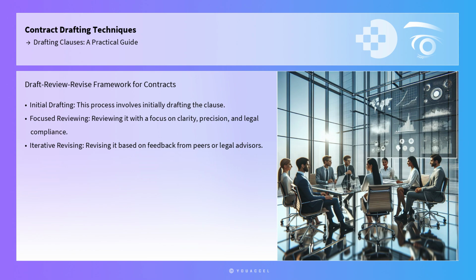In terms of practical frameworks, the draft, review, revise cycle is an effective approach for refining contract clauses. This process involves initially drafting the clause, reviewing it with a focus on clarity, precision, and legal compliance, and then revising it based on feedback from peers or legal advisors. This iterative process helps identify potential issues and refine the language to ensure the clause is robust and enforceable.